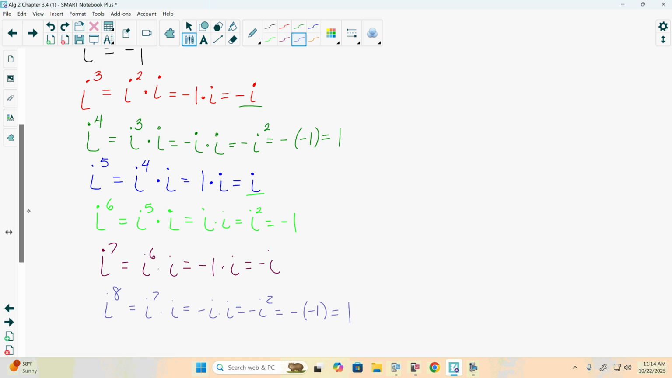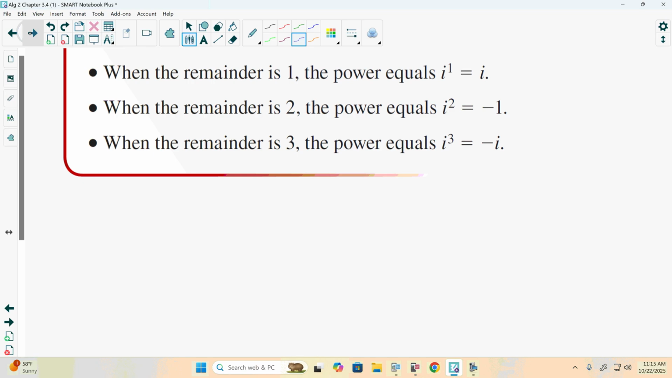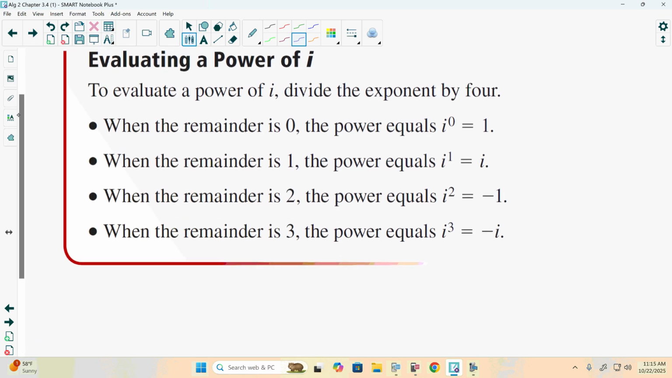Because no matter what the power of i is, it's going to reduce to one of 4 things: i, negative 1, negative i, or 1. And this is actually really neat or really interesting, because if we think of any other number, any other term, besides 0 and 1, because 1 just tells us it's 1 all the way through, 0 to any power other than 0 is just 0. Here we have this oscillation between these four.